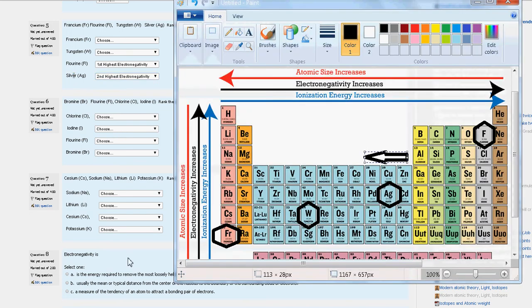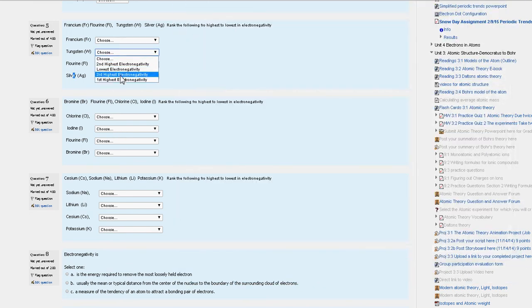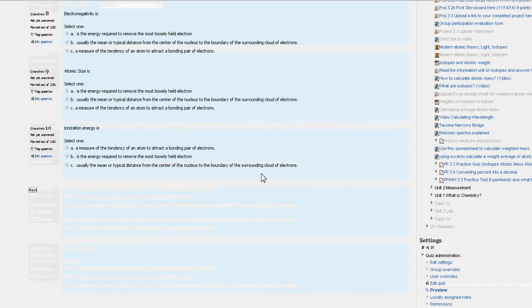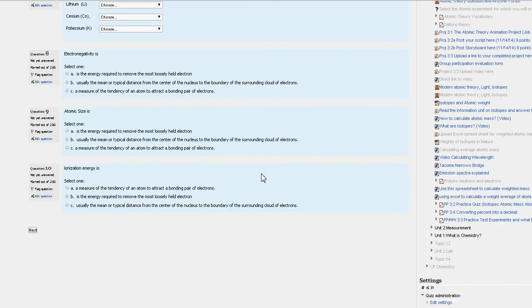Then tungsten is the third highest, and the least electronegativity is going to be our friend francium. So that's how you do those. The last part is you have to go back and remember what I said about what is required: which one is electronegativity, what is atomic size, what is ionization energy. If you don't know what atomic size is, you're not going to be able to read the instructions. So, folks, you need to do this. You're getting points on this, and hopefully this helps.